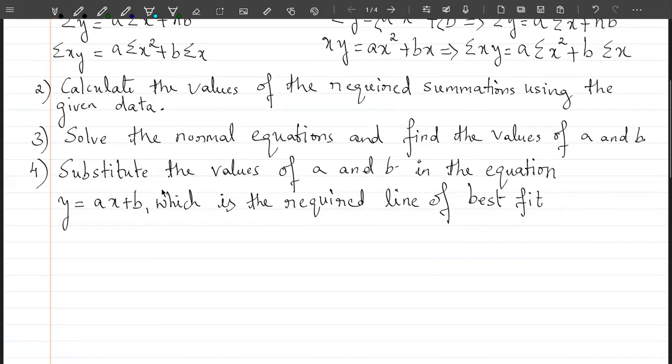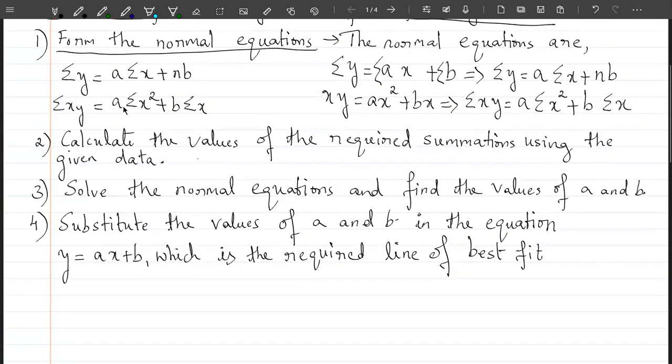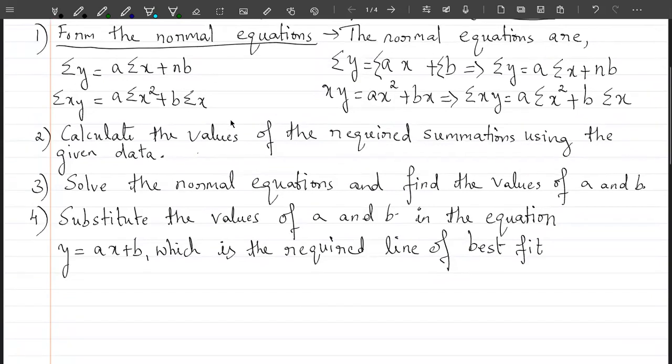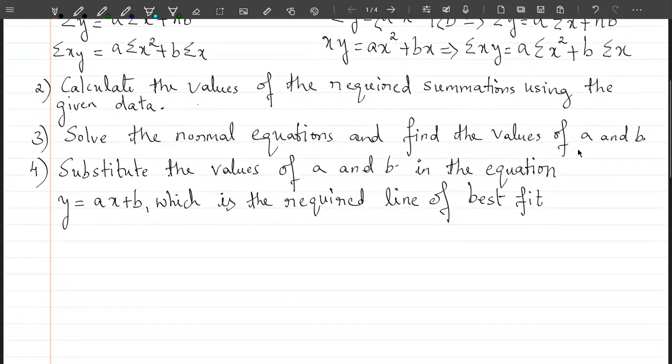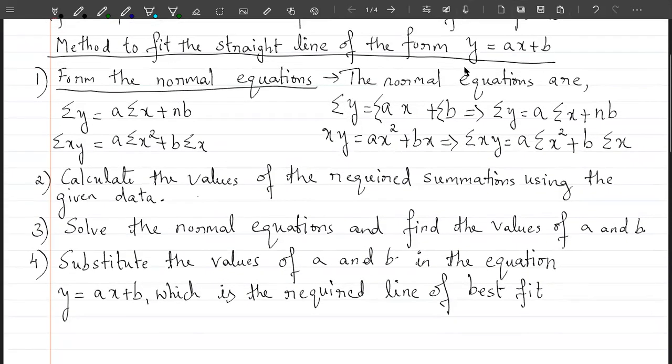Once that is done, substitute them over here. So you will get a system of equations containing two variables. Solve them, then you will get the values of a and b. After getting the values of a and b, substitute them in the given equation of the straight line, and that equation will be the required line of best fit. So let's see how we solve the problems over here.